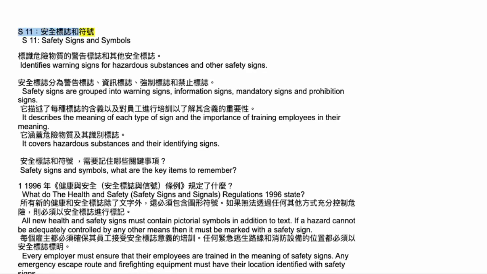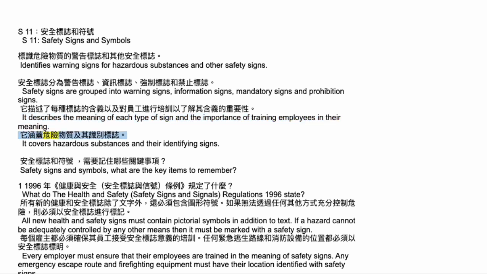S11 Safety Signs and Symbols. Identifies warning signs for hazardous substances and other safety signs. Safety signs are grouped into warning signs, information signs, mandatory signs and prohibition signs. It describes the meaning of each type of sign and the importance of training employees in their meaning.